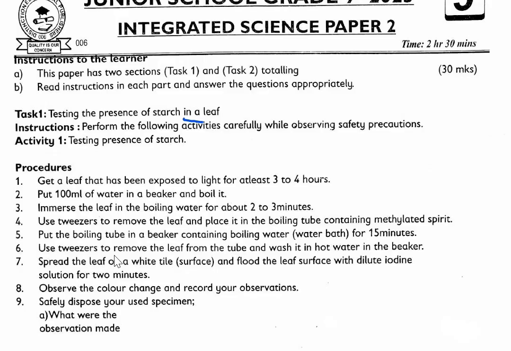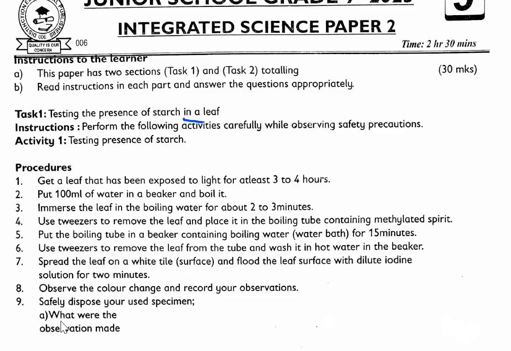6. Use tweezers to remove the leaf from the tube and wash it in hot water in the beaker. 7. Spread the leaf on a white tile, that is surface, and flood the leaf surface with dilute iodine solution for 2 minutes. 8. Observe the color change and record observations. 9. Safely dispose your used specimen. So this is the procedure that we're going to follow when conducting this experiment. But for the purpose of this video, I'm only going to guide you on how to answer the questions. So we're going to start with the first question.